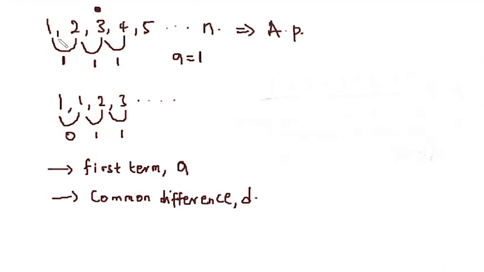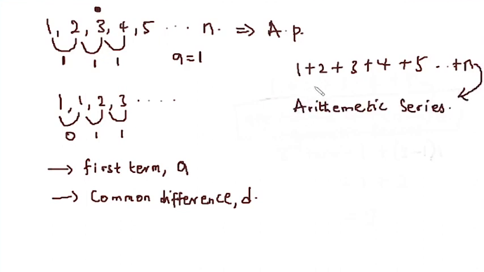So what if we decide to add up the values here? I'll be saying 1 plus 2 plus 3 plus 4 plus 5, and then up to n. When we start adding up the values of an arithmetic progression, we can call it an arithmetic series. If we want to know the sum of an arithmetic series up to a certain point, from here to here, I want to know the value of the sum. Okay, there's a formula for doing that.